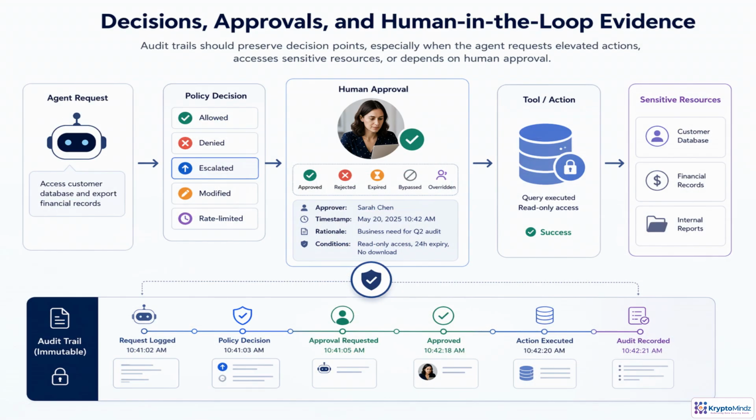When an agent requests a risky action, the audit trail needs more than the final result. It should capture each decision point: whether policy allowed, denied, escalated, modified, or rate limited the request, and whether human approval was requested, granted, rejected, expired, bypassed, or overridden. For approvals, record who approved it, when, why, and under what conditions. Most importantly, link that approval to the exact agent request and tool action it authorized. That linkage turns a vague permission into defensible evidence. This person approved this action for this reason at this time.